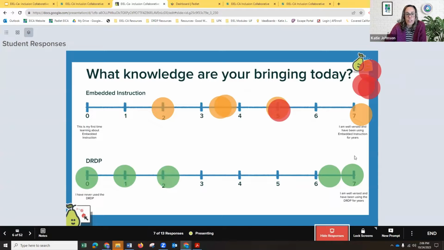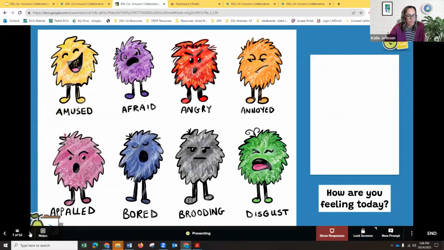Awesome. Love it. So we have people sort of in the middle here with embedded instruction and a few on the higher level. And look at this, all across the board for the DRDP. So that is great information as we sort of dive through. Okay, this is our last practice activity because we are going to be using this.